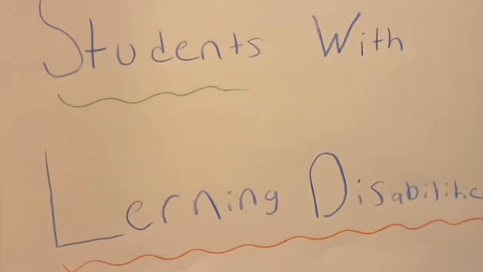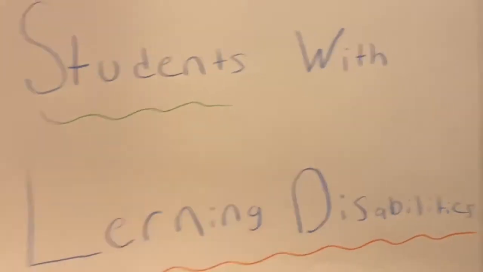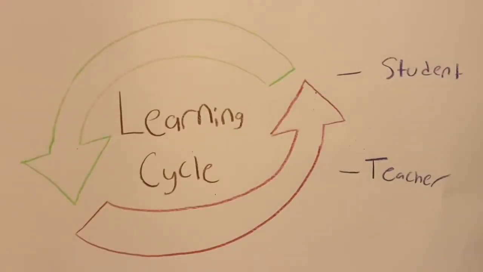An effective way of teaching students with learning disabilities is by using the learning cycle, which is a cycle that is shared by both the student and the teacher, and they both have an effective role in the entire cycle, and without one, the other would be pretty much pointless. Essentially, the teacher will set goals for the student, and they'll make planning and instruction plans for the student to be able to follow.